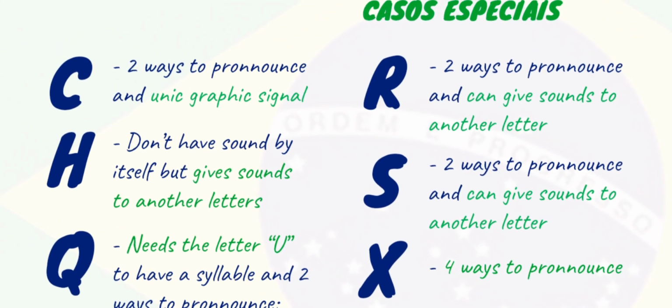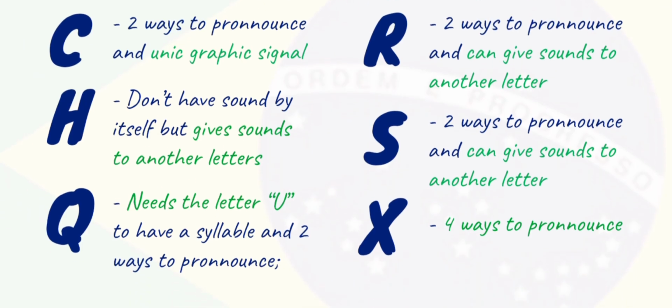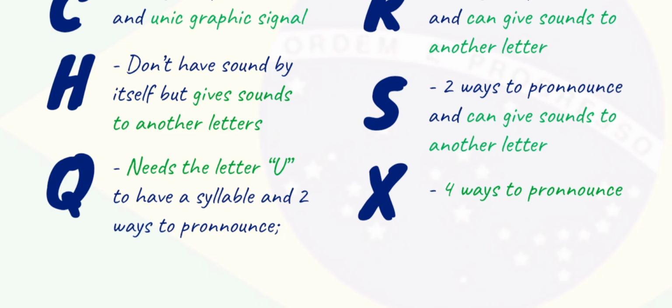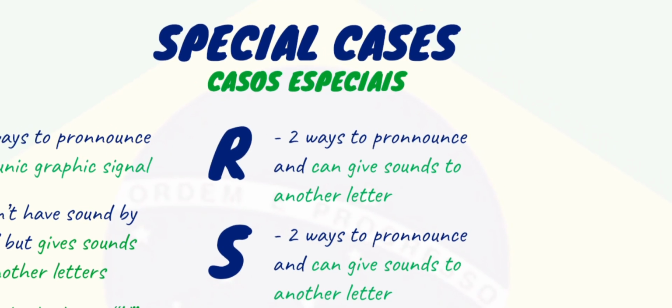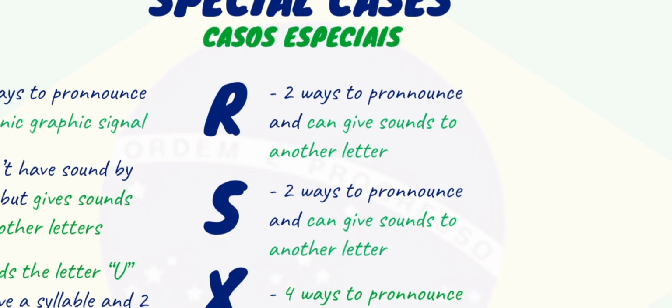Here I explain. The C has two ways to pronounce and has a unique graphic sign in Portuguese. The H doesn't have a sound by itself, but it gives sounds to other letters. The Q needs the letter U to have a syllable, and there are two ways to pronounce it. The R has two ways to pronounce and can give sounds to other letters. The same happens with S: it has two ways to pronounce and can give sound to other letters.